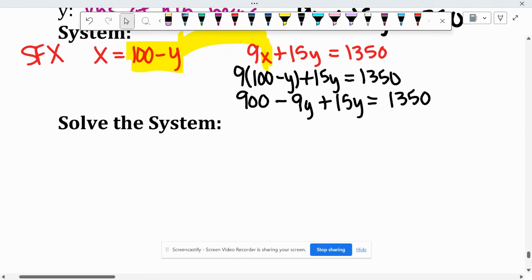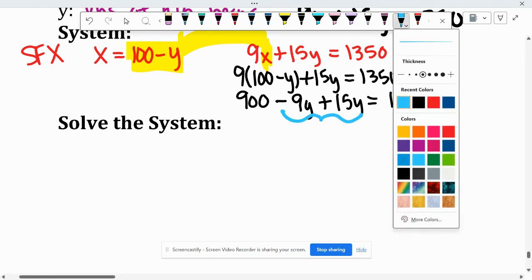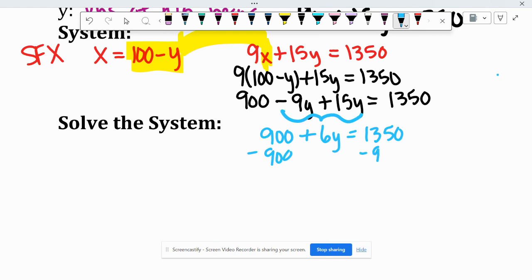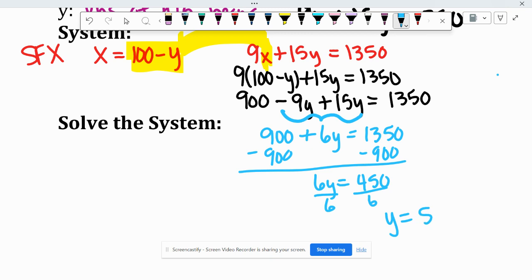So now what are we going to do? Combine like terms. I'm going to group these two together. Negative 9Y and a positive 15Y give me 6Y, so 900 plus 6Y equals 1,350. What is 1,350 minus 900, Rylan? 450. 450 divided by 6 is? Someone said 55 or 65? Oh, 75. Thank you.